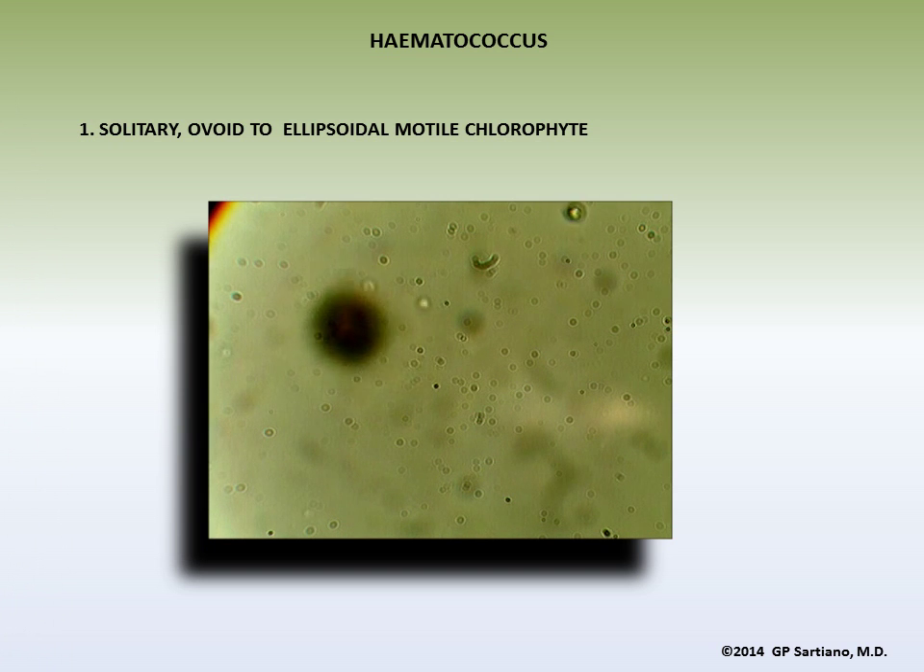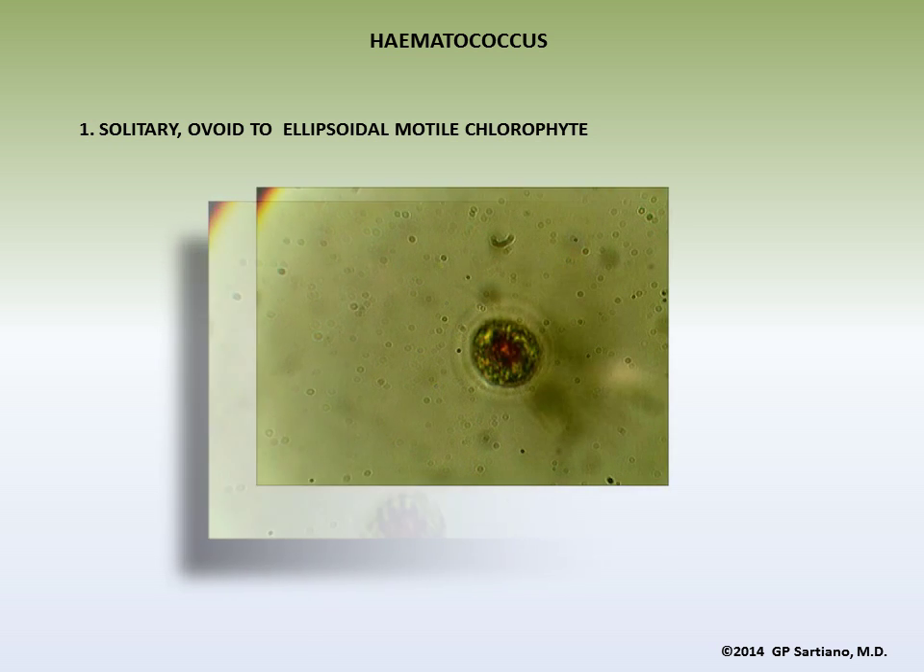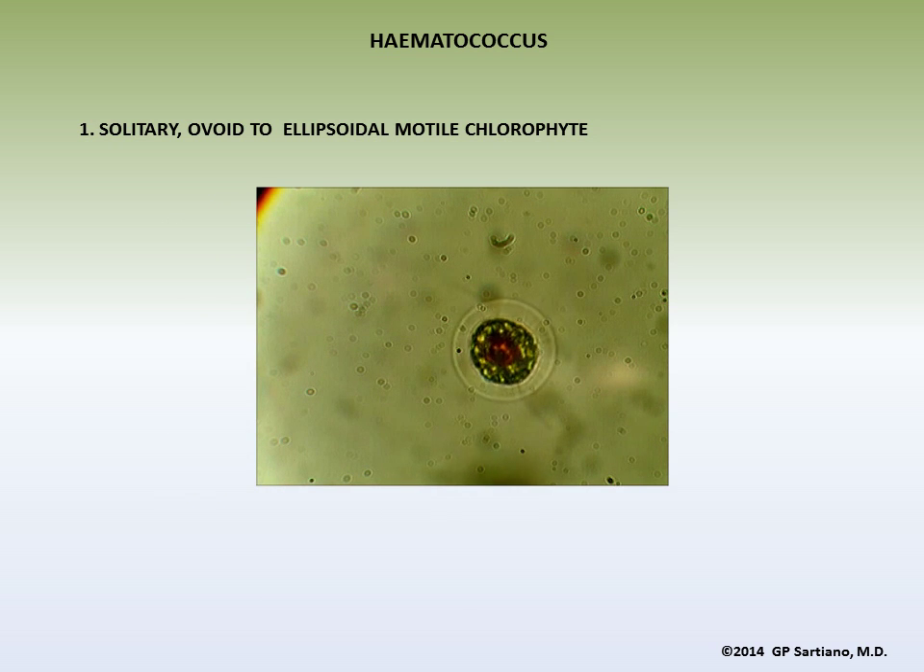Haematococcus is a solitary, ovoid to ellipsoid, motile chlorophyte. It has a characteristic, somewhat random rotatory motion. When the cell becomes immobilized as the result of the flagella adhering to the cover slip, the contractions of the flagella produce a wobbling motion.